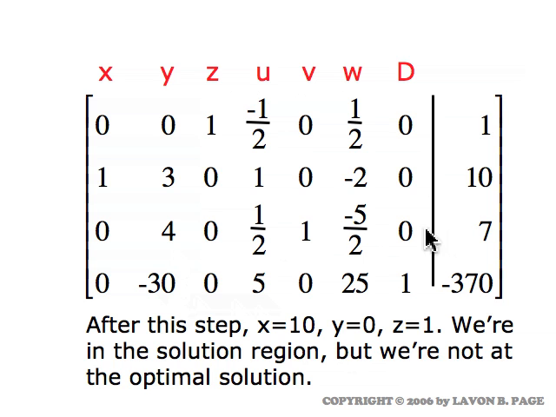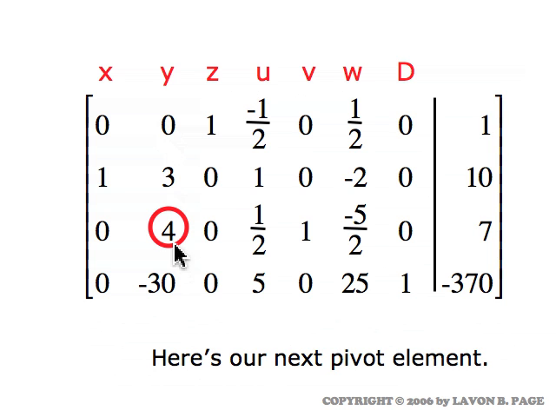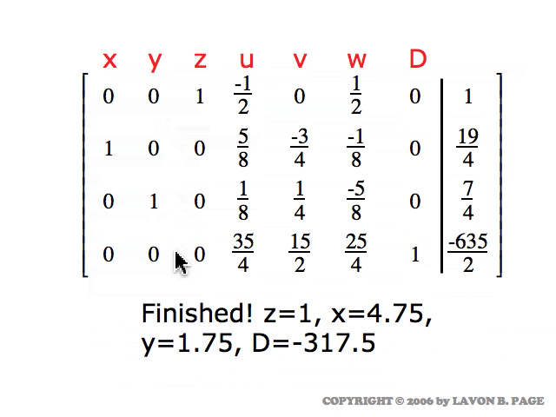4 into 7 is smaller than 3 into 10. 0 can't be the pivot element. So the 4 is going to be our next pivot element. We pivot on the 4, turning it into a 1, and the other numbers in that column into zeros, and we arrive at the tableau that's shown here.